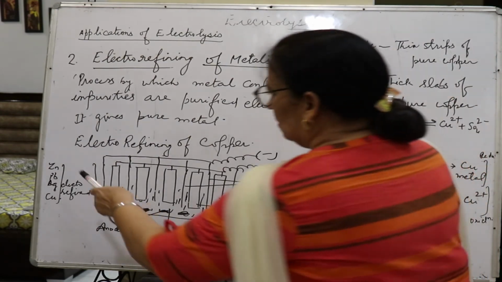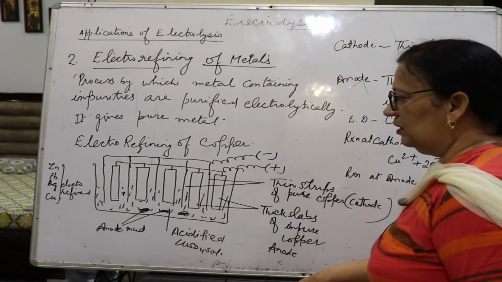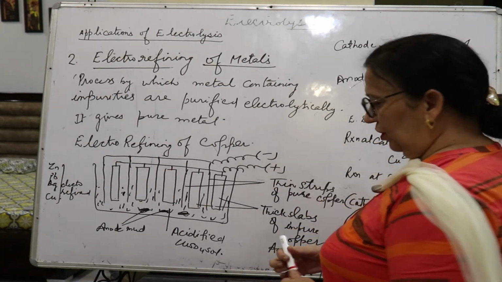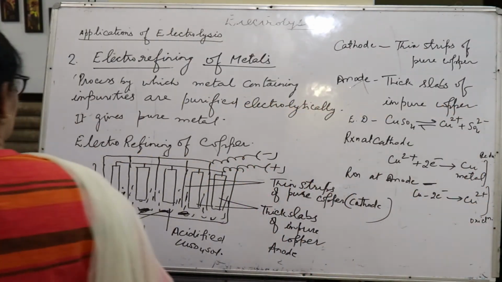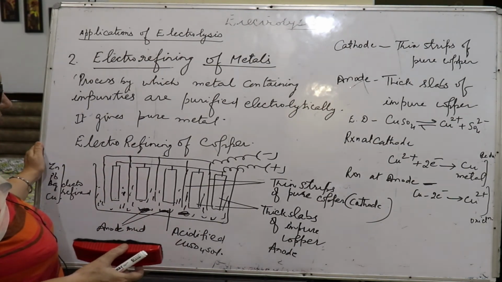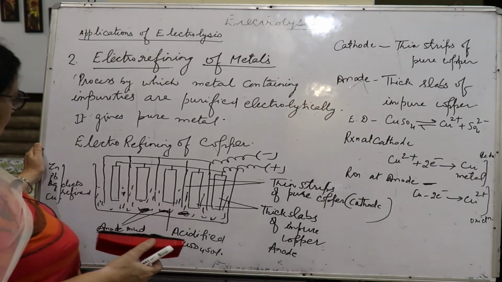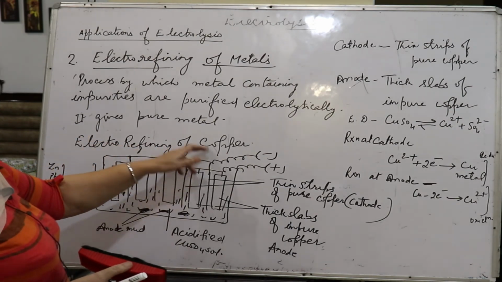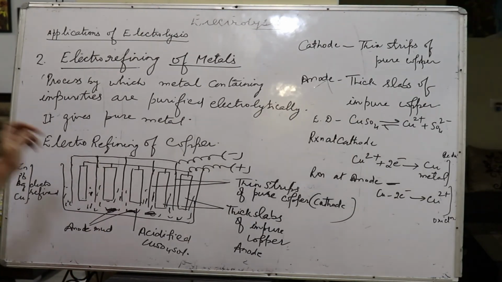Zinc, lead, silver and copper can be electro-refined. And why is copper to be electro-refined? Copper is used as wires in electrical transmission, and if impurities are there in the copper, then the conduction will be slow. So to increase the conductivity, it should be pure copper, and that can be obtained by electro-refining. Thank you.